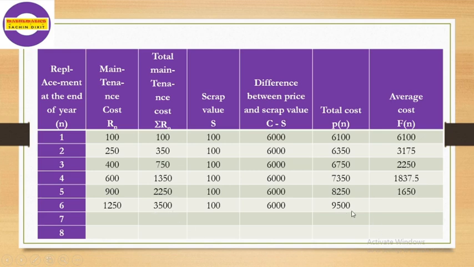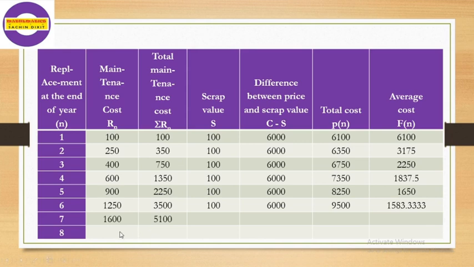9500. Now to find the average cost for the sixth year, we have to divide this 9500 by 6, and we get 1583.3333. That is the average cost. Again it is less than the previous one, the previous one is 1650, here it is 1583.3333. Again it is less than the previous one. So we come to the next year, we have to calculate for the next year.